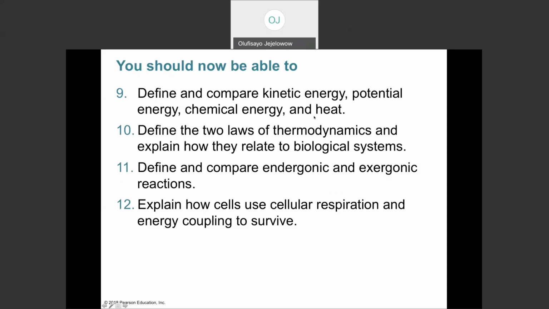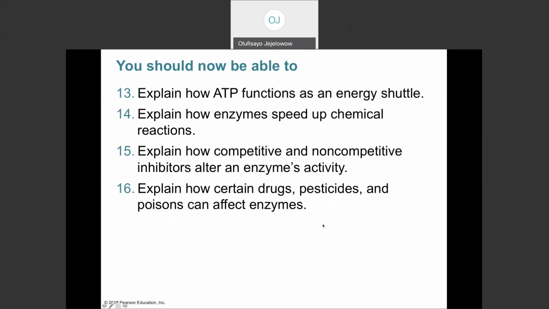Define and compare kinetic, potential, chemical, and heat energy. Define the two laws of thermodynamics. Explain how they relate to biological systems. Define and compare endergonic and exergonic reactions. Explain how cells use cellular respiration and energy coupling to survive. Explain how ATP functions as an energy shuttle, how enzymes speed up chemical reactions, and how competitive and non-competitive inhibitors alter enzyme activity. Explain how certain drugs, pesticides, and poisons can affect enzymes.